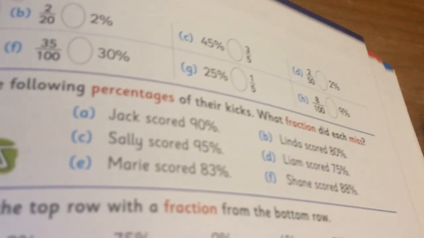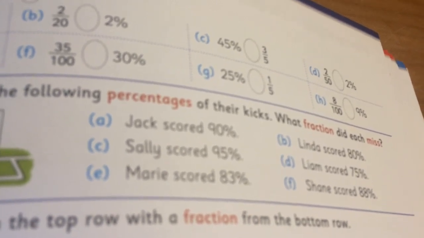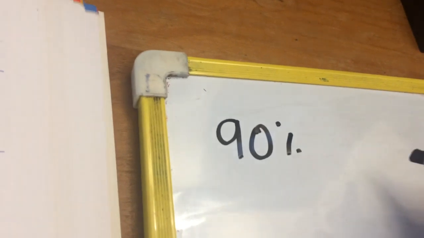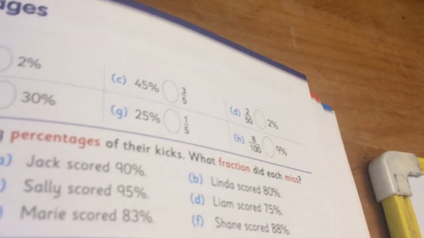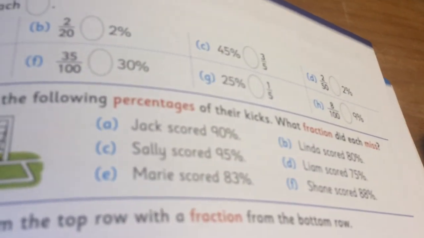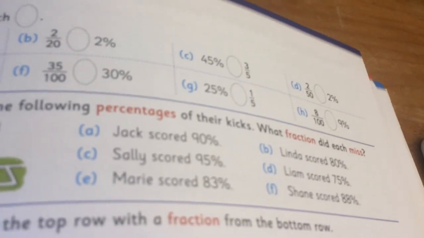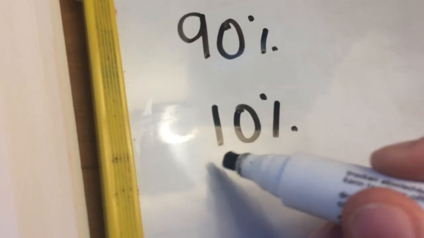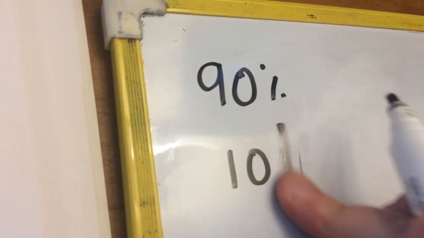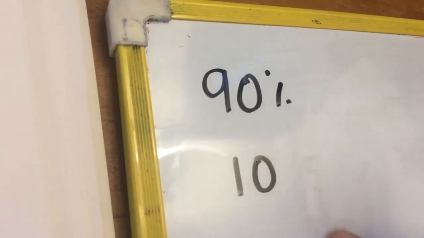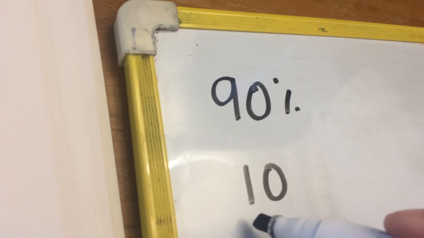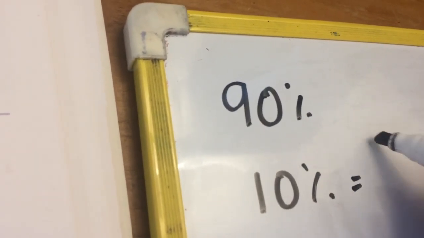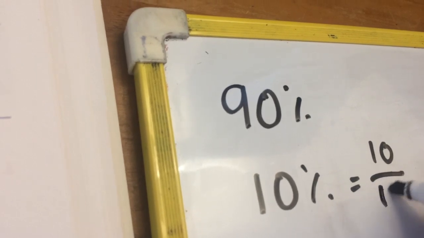So let's look at Jack in A. Jack scored 90%. All right. So he missed how much? 10%, exactly, because 100% is always the amount. So we're going to find the fraction that is 10%. So remember that always. You're not being asked about the free kicks scored. You're being asked about what they missed. So he missed 10%, okay? So 10% is 10 out of 100.